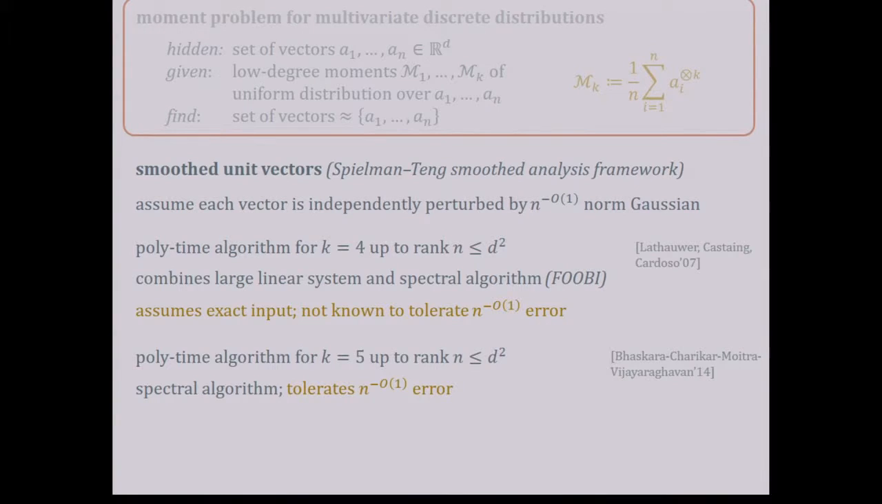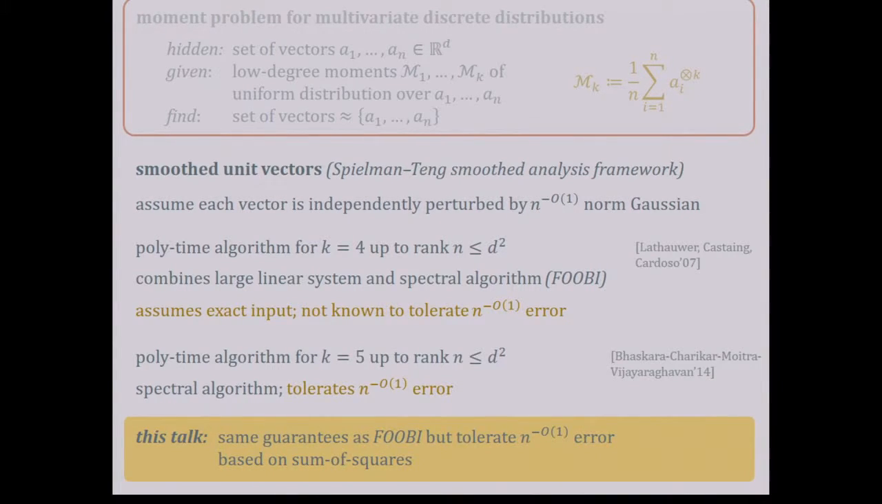That motivated a later paper by Bhaskara et al., which showed that if you have more moments, up to the first 5 moments, then you can have the same guarantee as this algorithm, which is called the FOOBI algorithm. But in addition, you can tolerate a polynomial amount of noise. In this talk, the techniques explained allow you to combine the benefits of both of these results. It shows that indeed 4 moments are enough if you want up to this rank, and you can still tolerate a polynomial amount of noise.